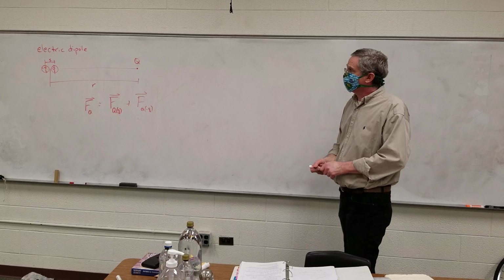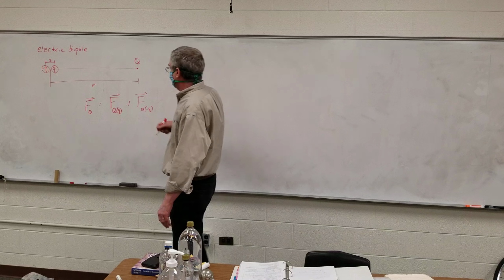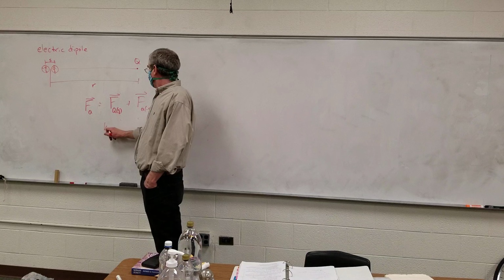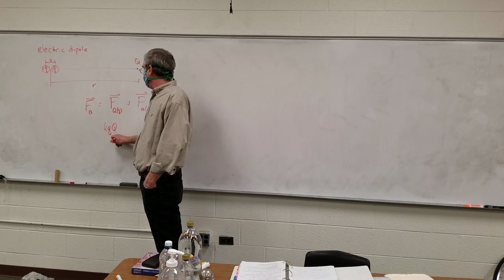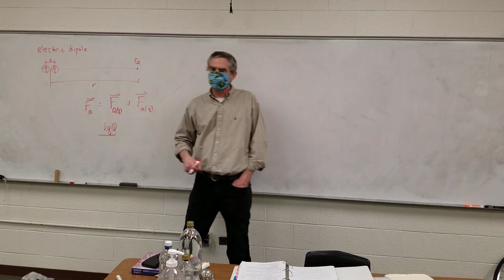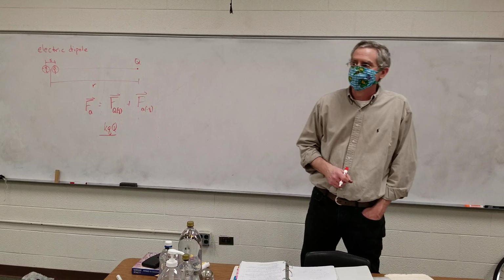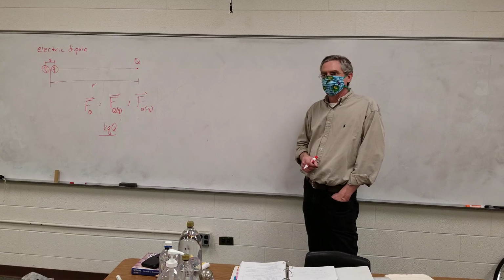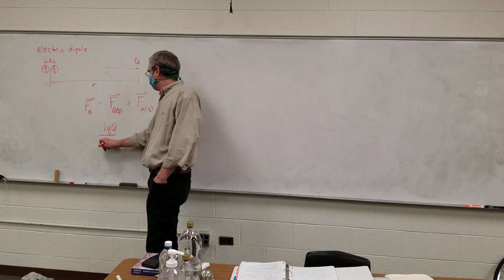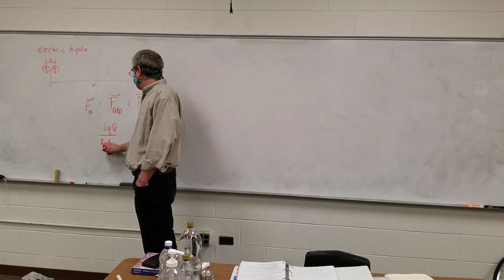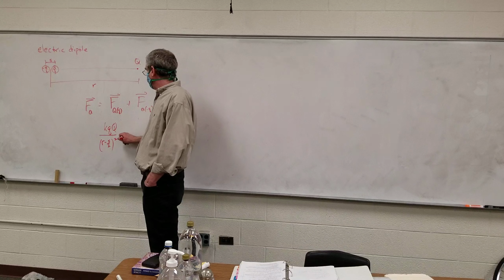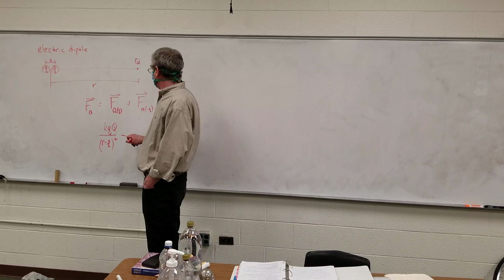So let's go through it. Well, I'm gonna stick with K because it's easier to write than 1 over 4 pi epsilon naught. So I got K, little q, big Q, over, well, what's the distance between big Q and Q? R minus S over two, squared. And so that is going to be repulsive.